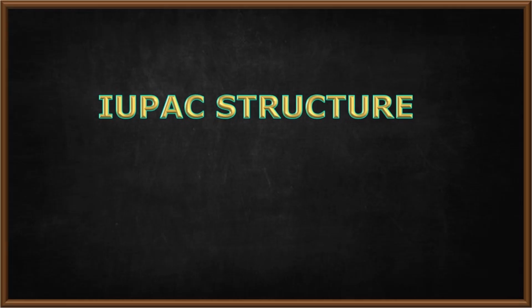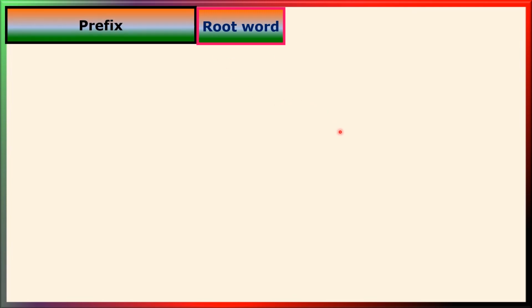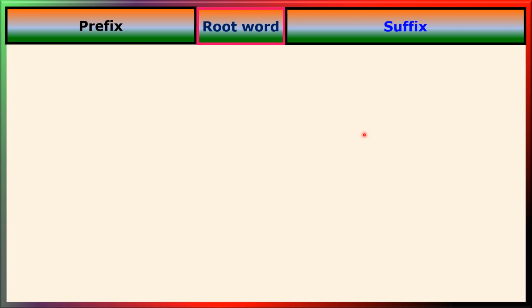Let us start with a recap of the IUPAC naming structure for organic compounds. The IUPAC naming of an organic compound consists of three parts, namely root word. The root word represents the largest continuous carbon chain, known as the parent chain. It provides the basic name for the compound. Next, prefix. The prefix is used to indicate the presence of substituents or functional groups in the molecule. Next, suffix. The suffix indicates the type of functional group present in the compound. It is added after the root word and reflects the functional group's nature.